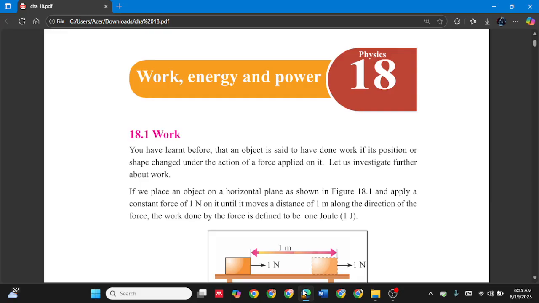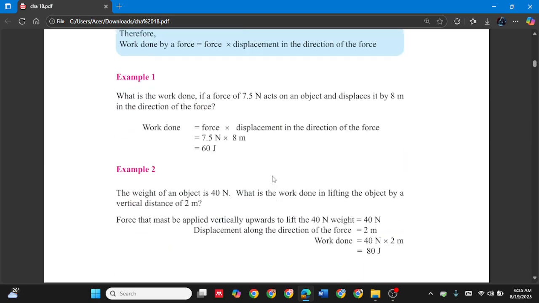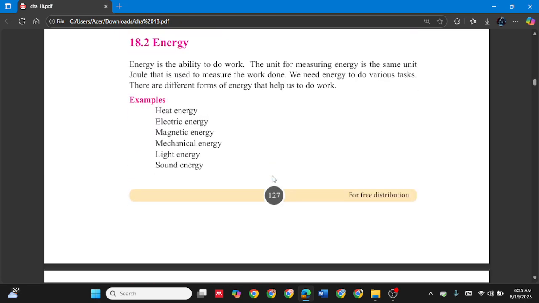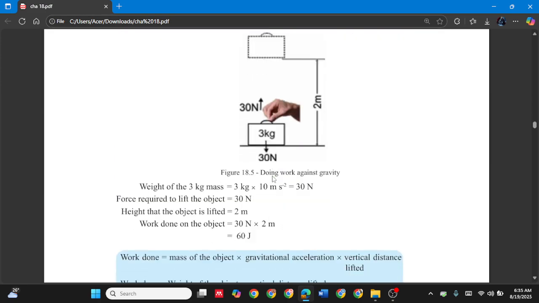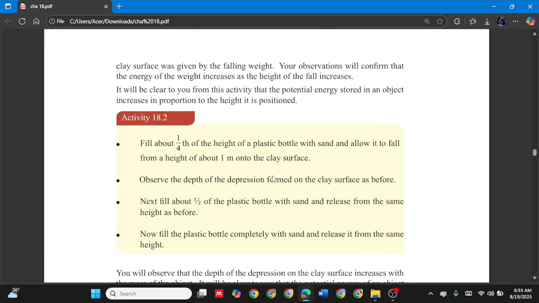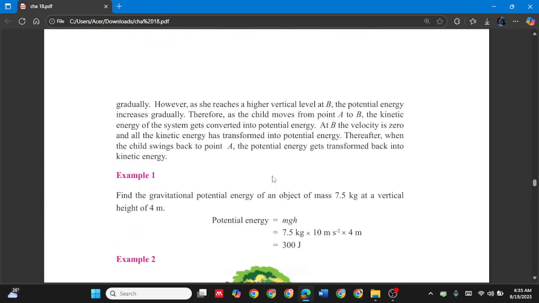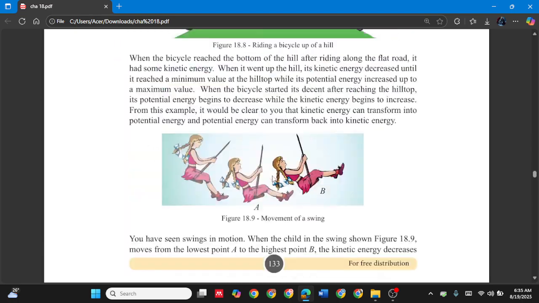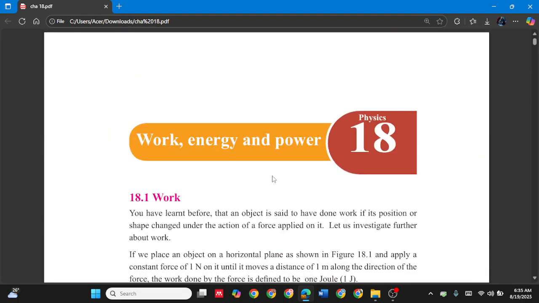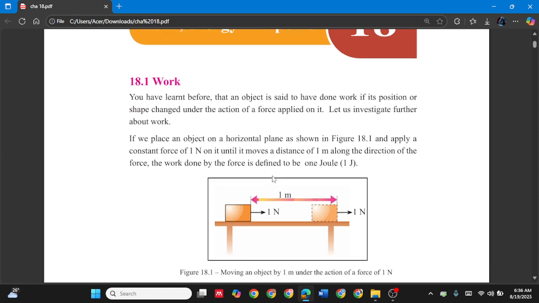Okay, today I'm going to discuss the lesson Work, Energy and Power. This is the 18th lesson in grade 10. So we have subtopics: 18.1 Work, 18.2 Energy, and the last part is Power. So we are going to discuss these three parts of the lesson. First, let's start with work.